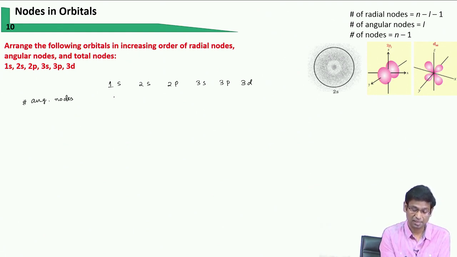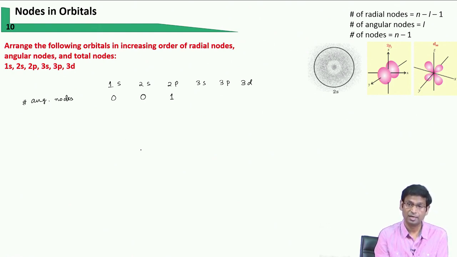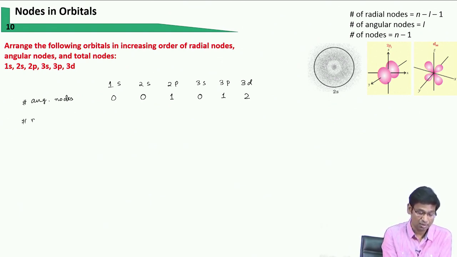Since this is s orbital, angular node is 0, again s orbital, angular node is 0, p orbital, angular node is 1, s orbital, angular node is 0, p orbital, angular node is 1, d orbital, angular node is 2. Just by looking at whether s, p, d, I am assigning angular nodes. What about the radial nodes?